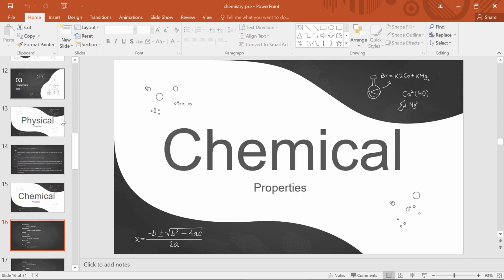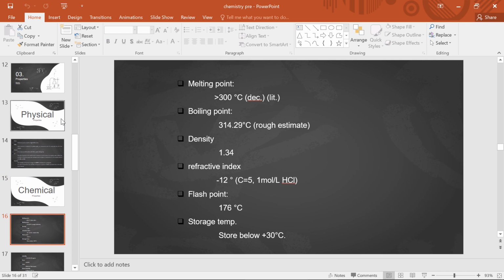Chemical properties. Melting point is greater than 300 degrees Celsius. Boiling point is 314.29 degrees Celsius. It's a rough estimate, not an accurate one. Density is 1.34 kilogram per cubic meter. Refractive index is minus 12 degrees, 1 mole per liter HCl. Flash point is 176 degrees Celsius.